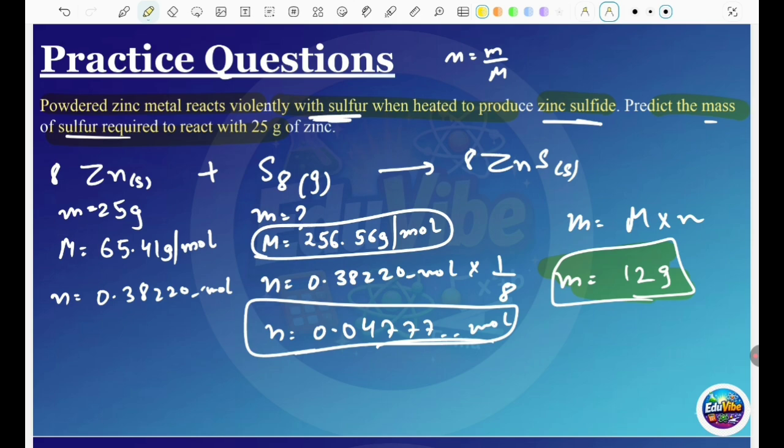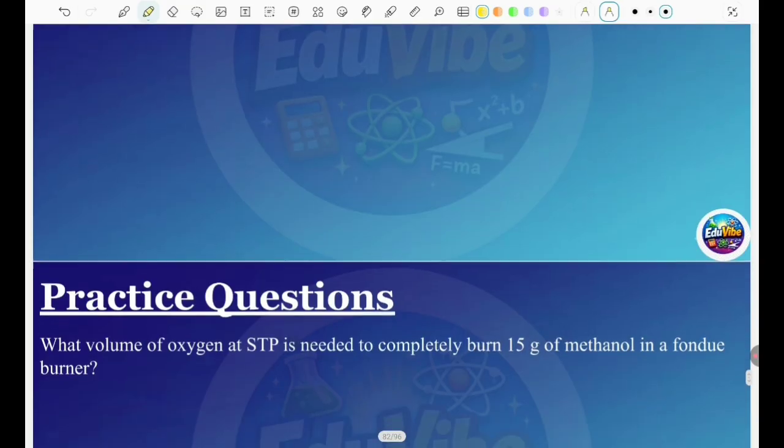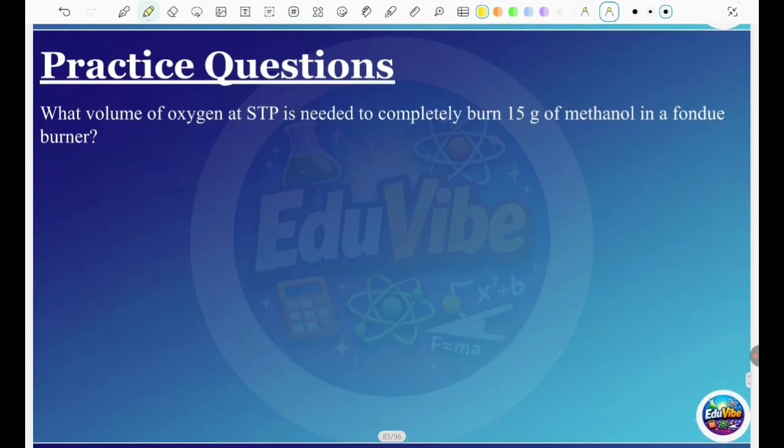So this is where in stoichiometry we use the number of moles, coefficient required, coefficient given, like that. So that's how all the things actually work in the gravimetric stoichiometry. So let's move on to the next question, and the question says what volume of oxygen at STP is needed to completely burn 15 grams of methanol in a Bunsen burner.